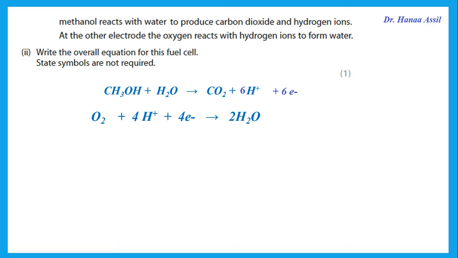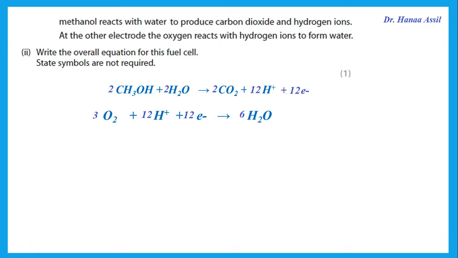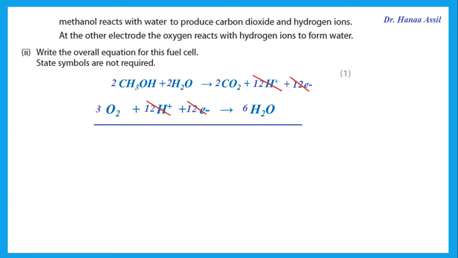Now we are required to write the overall equation. We said in order to add up 2 half equations, the number of electrons must be the same. So what should we do? If we multiply the one on top by 2 and the one below by 3, this is what we get. So now the number of electrons are the same.